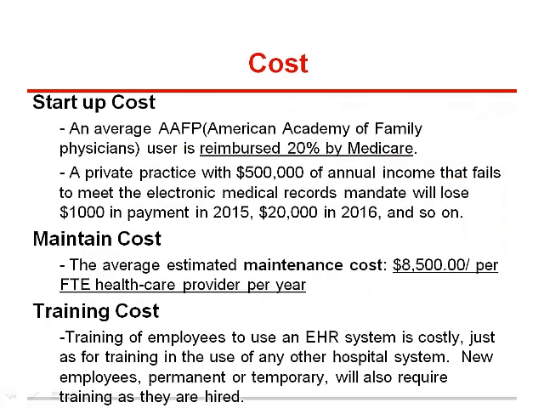Startup cost. An average American Academy of Family Physicians user is reimbursed 20% by Medicare. A private practice with $500,000 of annual income that fails to meet the electronic medical records mandate will lose $1,000 in payment in 2015, $20,000 in 2016, and so on. Cost of maintenance. The average estimated maintenance cost is $8,500 a year per full-time equivalent healthcare provider.